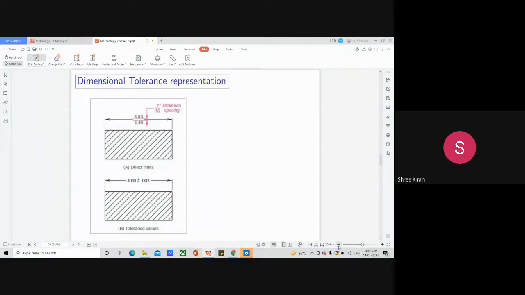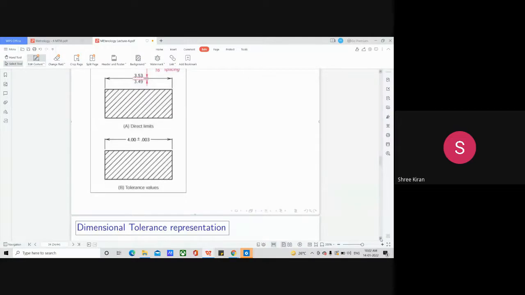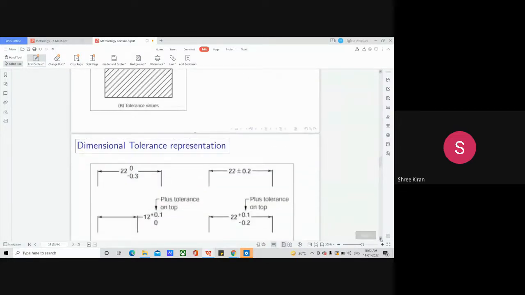So you got the dimensional tolerance representation. You can see the minimum spacing. This is the tolerance values, like the 4 is there, but plus or minus 0.003. That is the limit. This is 1 by 6 minimum spacing, that is 3.49 to 3.53. The direct limits are a maximum of 0.04, and in the case of the tolerance value it is only 0.003. So that is the representation of tolerances where, although there's a small tolerance, there is still not much difference.